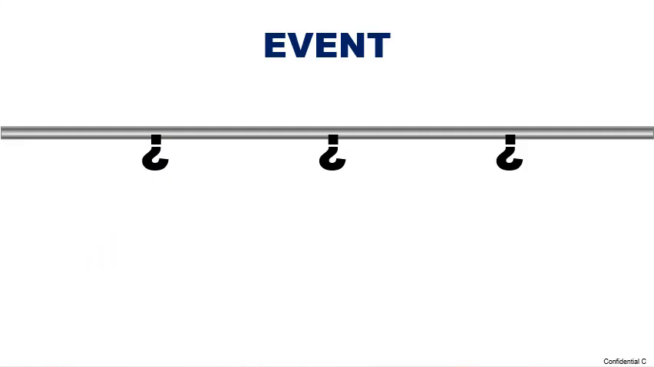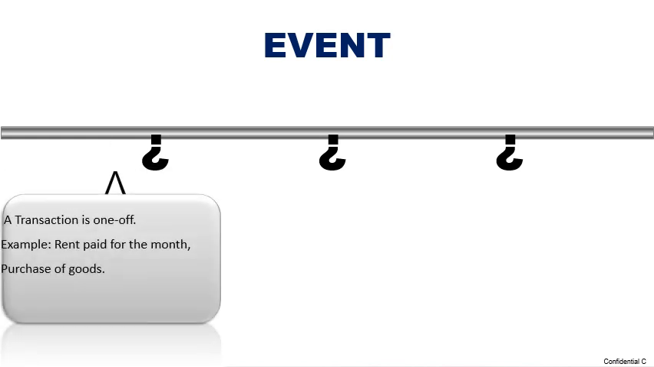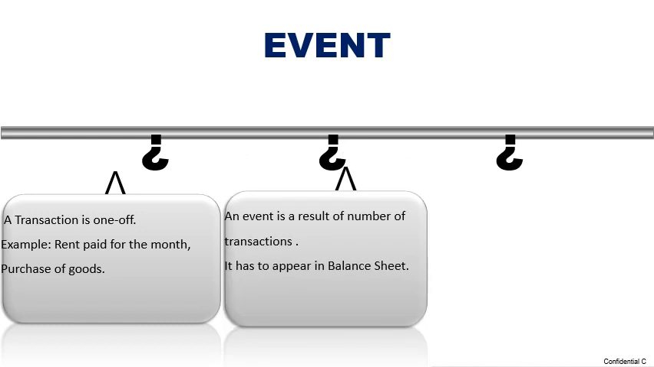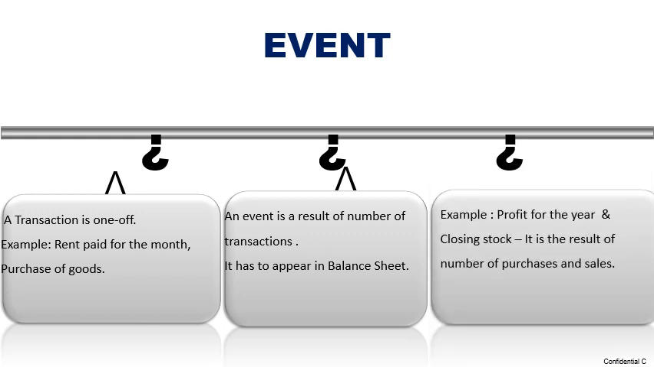So let's see the term called event. A transaction is one-off, something like rent paid or purchase of goods. An event is a result of a number of transactions, right? It has to appear in the balance sheet. For example, closing stock, profit for the year. It results from a number of purchase and sale transactions.